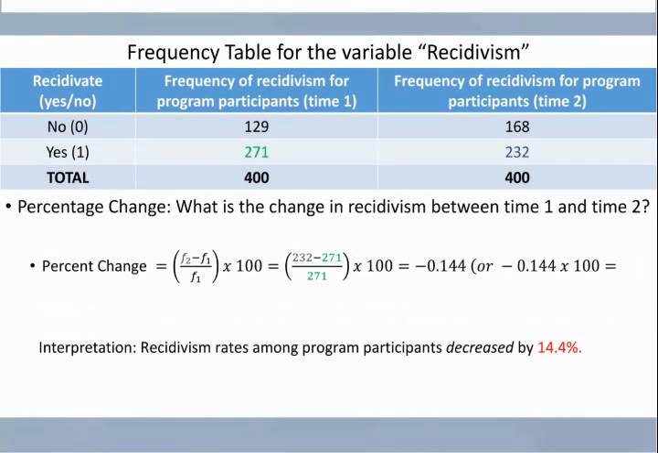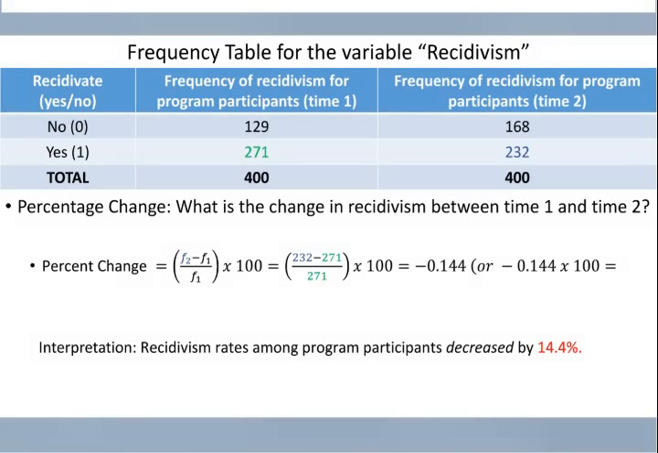Now let's take a look at percentage changes. So maybe we're interested in the effectiveness of the program over time, right? Is it helping decrease the recidivism rate over time, and by what percentage? And so what is the change in recidivism between time 1 and time 2, right? People who went through the program in time 1 versus people who went through the program in time 2.